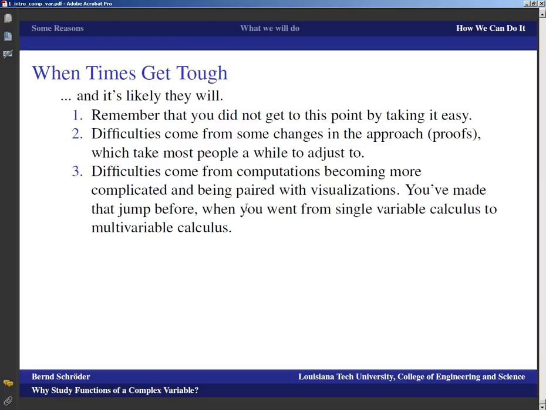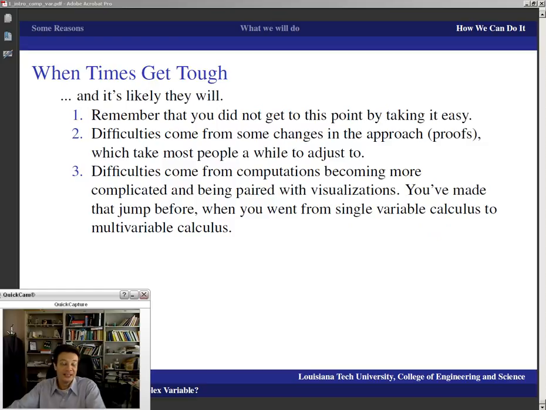and are paired with visualizations. And here's where I have to say that you have made that type of jump before, for example, when you went from single variable calculus to multivariable calculus. So the upshot of this quick pep talk last slide is, it is possible. Don't get discouraged with the whole thing. If things get really, really weird, hey, stop by my office, email me, we can try and talk things through on DimDim if you're not local and want to do a face-to-face conversation.